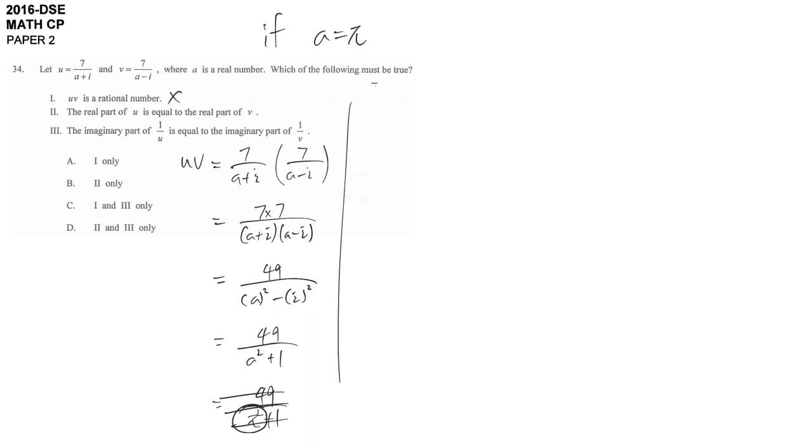Now the other part, statement 2. The real part of U is equal to the real part of V. So we have to rationalize, separate the real part and imaginary part of U and also V to compare. U is equal to 7 over A plus I. The operation is to rationalize, because I can't accept I below the fraction line. So A squared plus 1 in the denominator, and then we have 7A minus 7I. That means the real part is 7A divided by A squared plus 1.